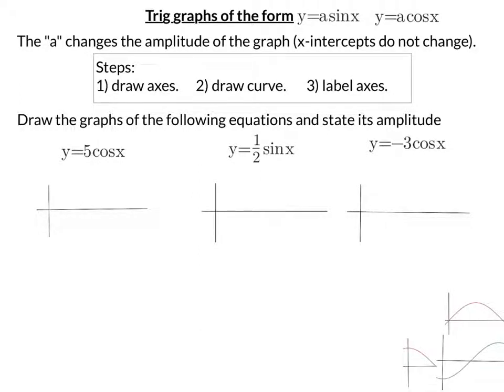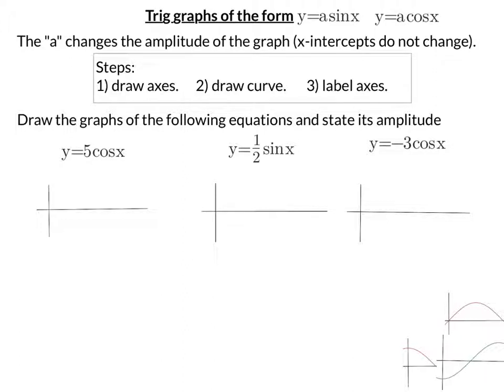In this video, we're going to look at trig graphs of the form y equals a sin x or y equals a cos x. Now, what the a does is it changes the amplitude of the graph, i.e. it stretches it vertically. Now, that's all it does. It doesn't change where the curve crosses the x-intercepts.